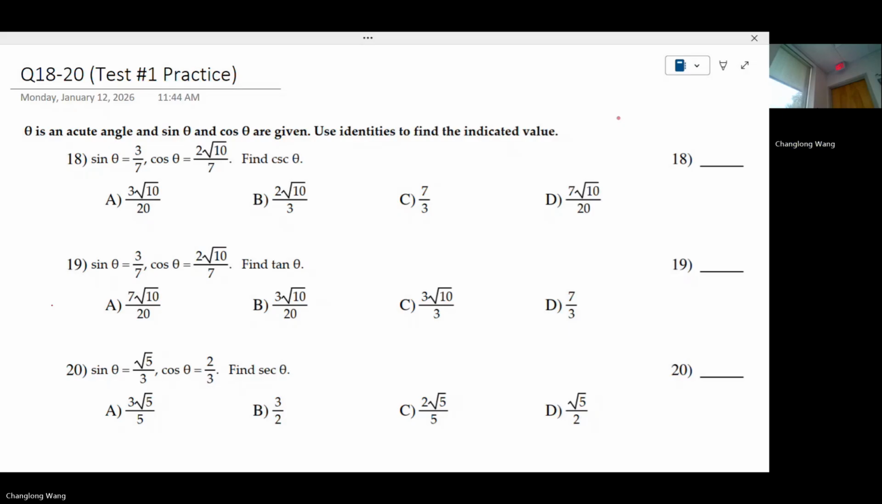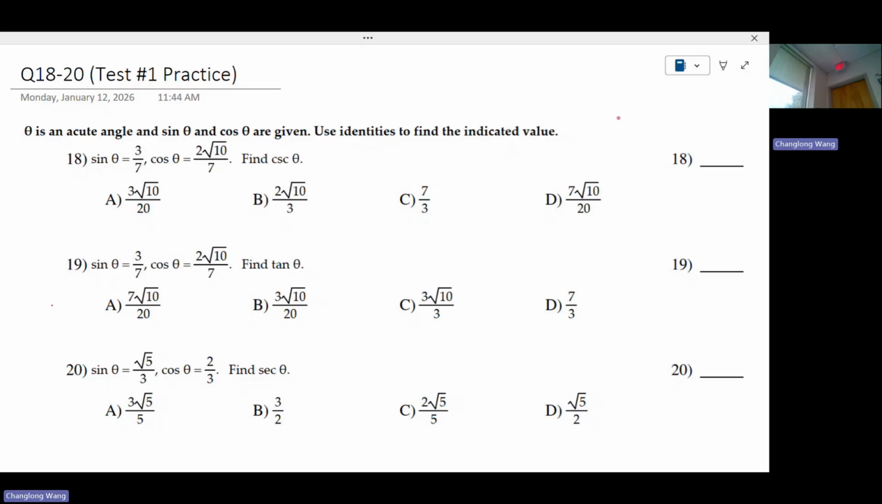Yeah, Alex. Sine divided by cosine, right? Sine over cosine. Yeah, it's called the quotient identity. So you're forming a quotient using sine and cosine, you get tangent. If you flip it, you get cotangent, right? Good. Now, last one, number 20.